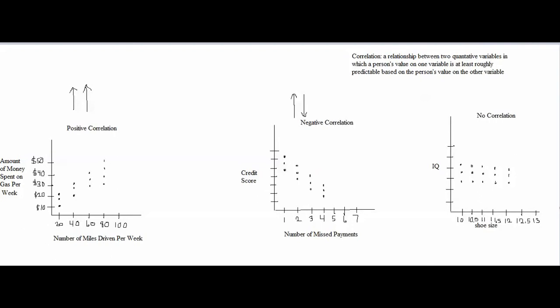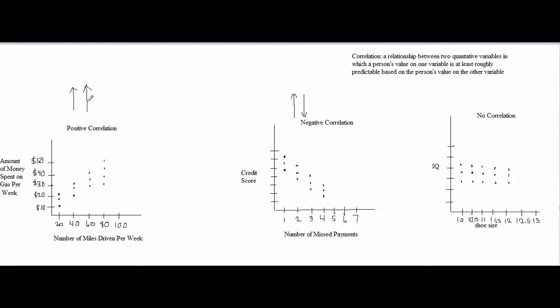Next, I wanted to go over the difference between a strong correlation and a weak correlation. A positive correlation can be weak or strong, and a negative correlation can also be weak or strong. If a correlation is a weak correlation, it means that the correlation is less consistent. It means that there's more participants who don't fit the overall pattern of the scatter plot.